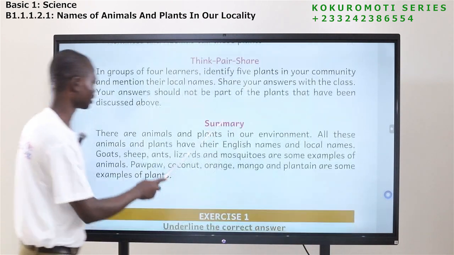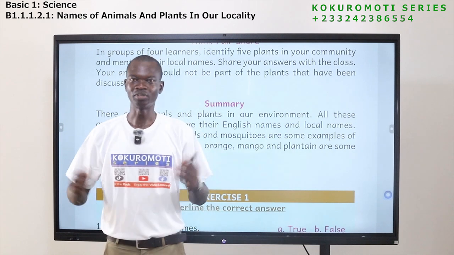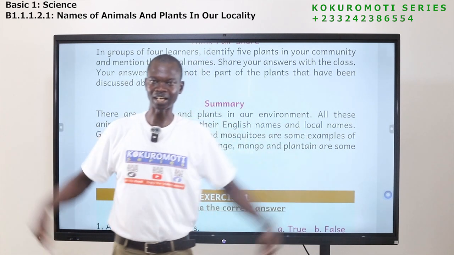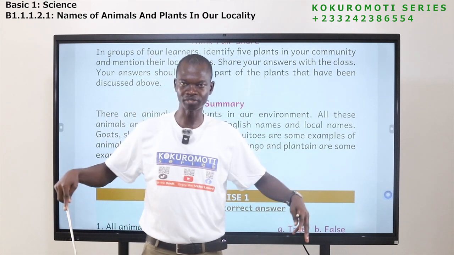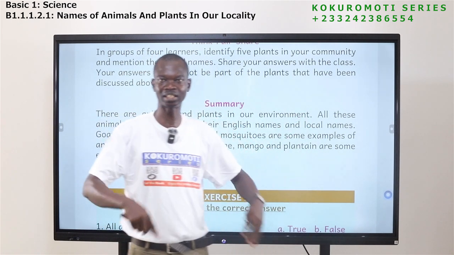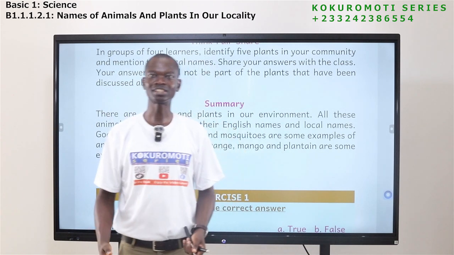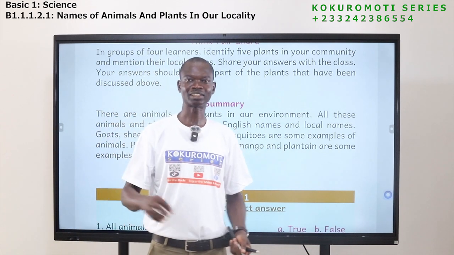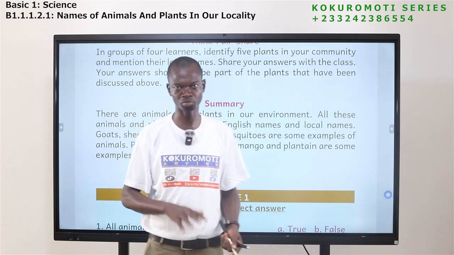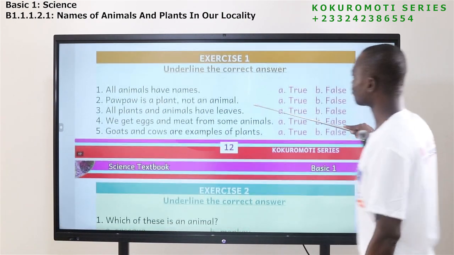Okay, so today's lesson, we have looked at plants, we have looked at what? Animals. We have looked at the plants that we see around us in our locality, where we live, in our neighborhood. We have also looked at animals that we see in our neighborhood, how these animals are called and their local names that we use to call them. Okay. So we have exercises here.